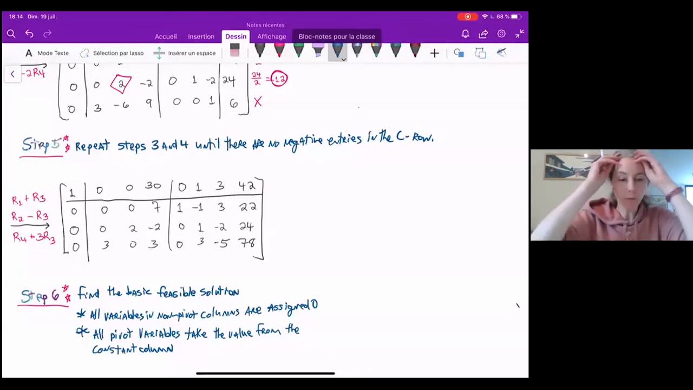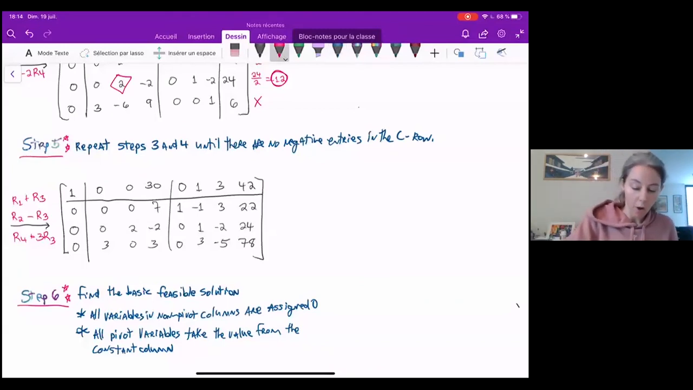Okay, so we end up with this matrix here, and first my pivot column was this, and then my second pivot column was this, and we want a line to separate that C. Now notice there are no negative numbers left in the objective row, which means I'm done. Done because there are no negative numbers left.